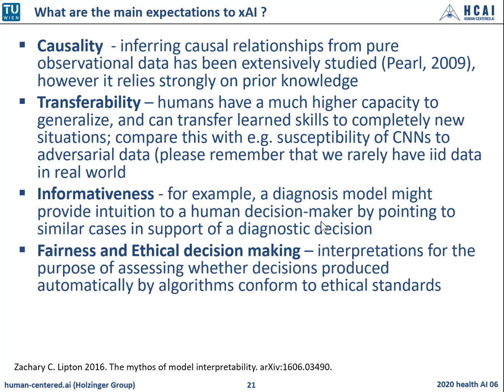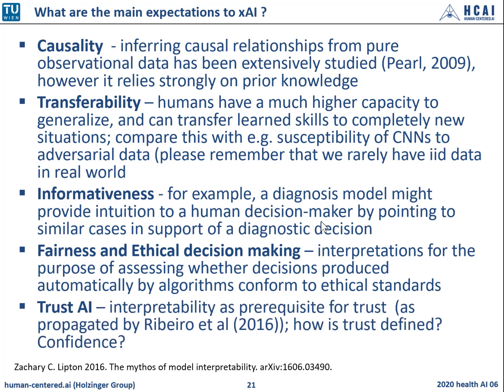And then fairness and ethical decision making, so interpretations for the purpose of assessing whether and to what extent decisions produced automatically by algorithms conform to ethical standards, very important in the future. And maybe the most important is trusted AI, that means interpretability as a prerequisite for trust. And this was first asked by Ribeiro et al. How is trust defined? Is it by confidence and so on? And we will look at this later on.